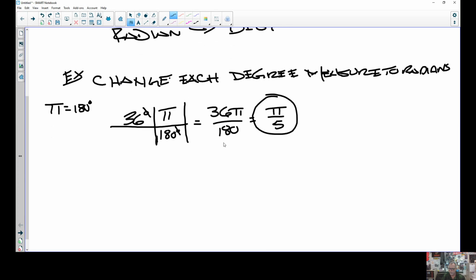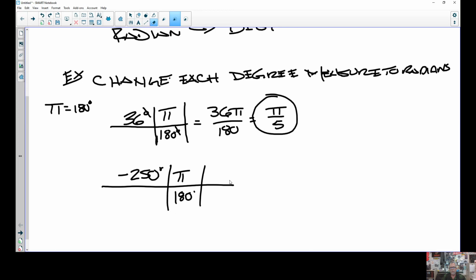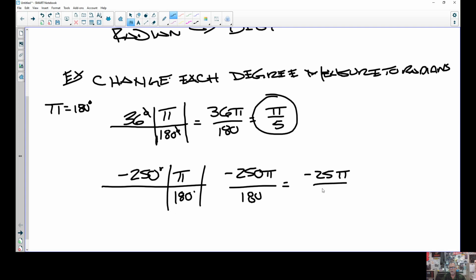So let's do another one. Let's do negative 250 degrees. Again, if I start out with the same setup, I'm going to put 180 degrees on the bottom and pi on top. And when we multiply this out, we get negative 250 pi over 180. Well, we know it's negative 25 pi over 18. I don't think there's anything else that goes into that besides 10, right? 5 and 5 and 3 and 6, 3, 2, 3. Nope, nothing else. So there we are. All right, so pretty straightforward.